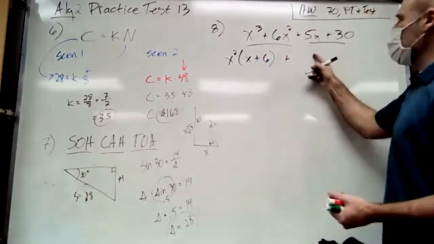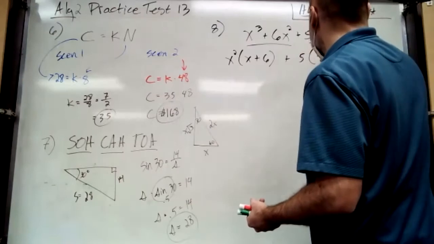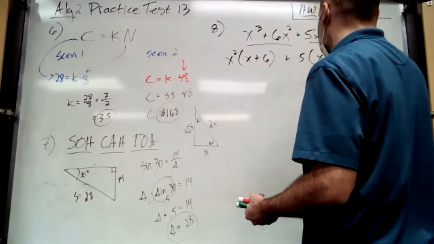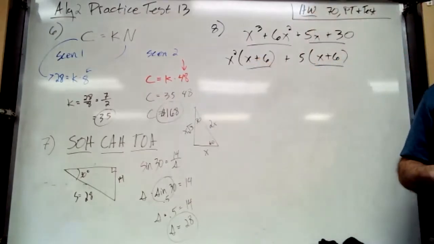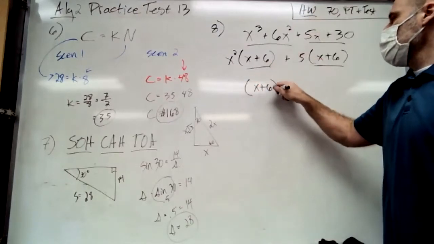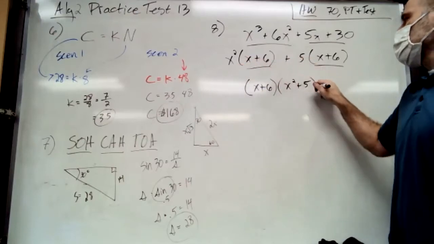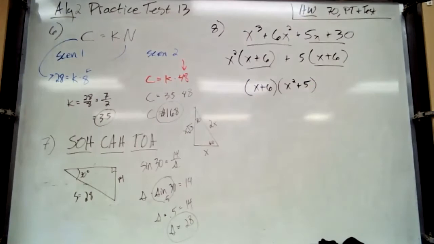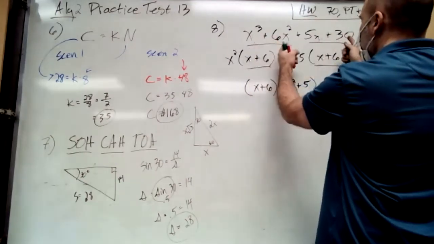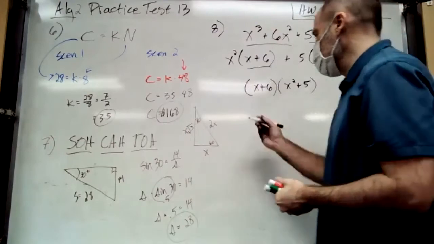What factors out of both of these? 5. And you're left with an x plus 6. And look, they both have an x plus 6. So let's factor out an x plus 6. And you're left with x squared plus 5. That's nice. You could have done it any way you wanted. You could have factored these two, and it still would have ended up with this. It's pretty fascinating.